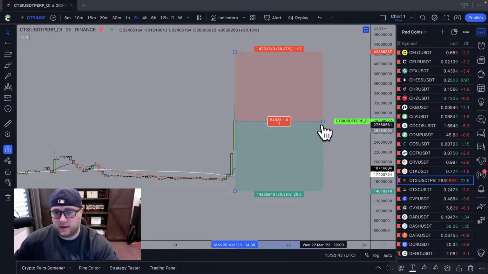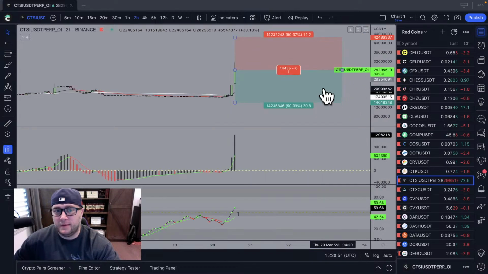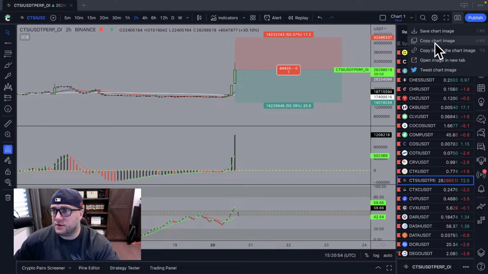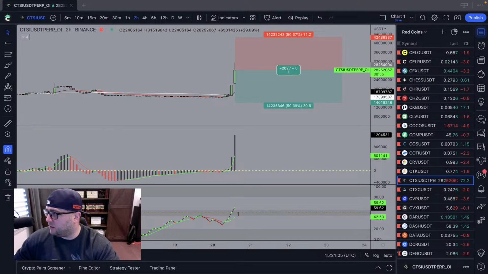Clearly, we're probably going to come back down there, but 100% retracement on there, you'll make a lot of money. So I'll copy this and put it into Discord. Give me a second, sorry. And let me go set up my trade.